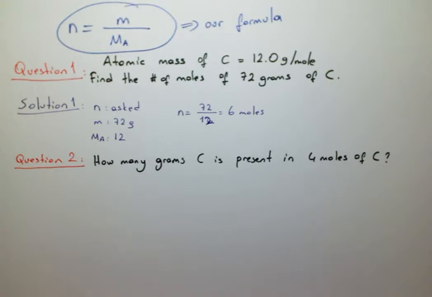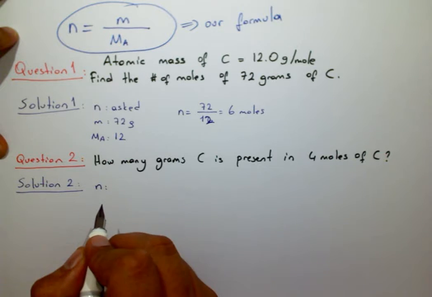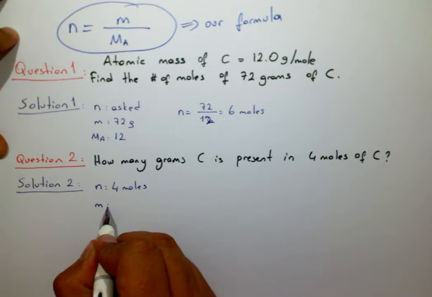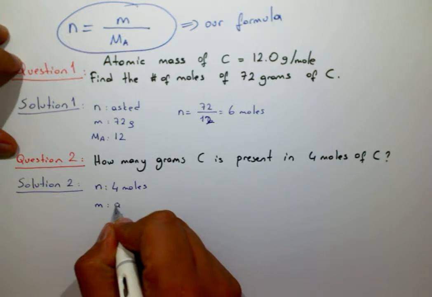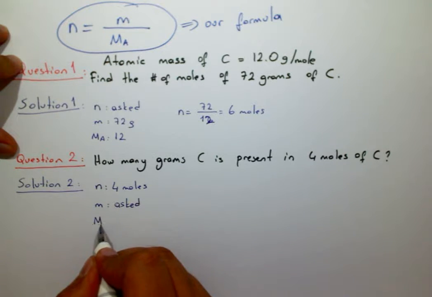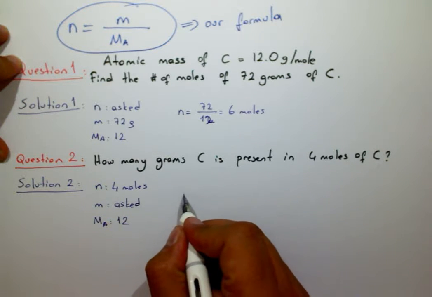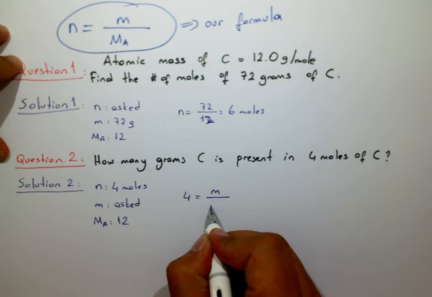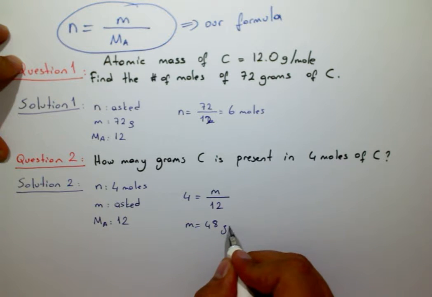The second question is how many grams of carbon are present in 4 moles of carbon, and the solution is easy. Again, the number of moles is present in the question, it is 4 moles, and it asks us the mass. Mass is asked, and the atomic mass of carbon is 12 again. So in the formula, 4 equals m over 12. So m is 4 times 12, 48 grams.